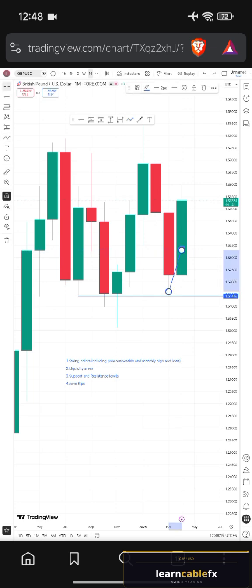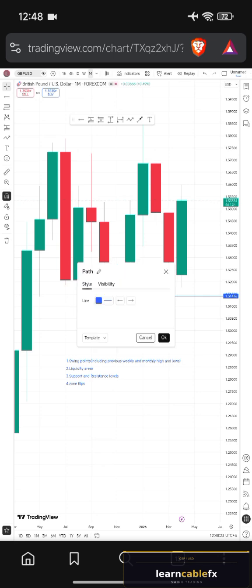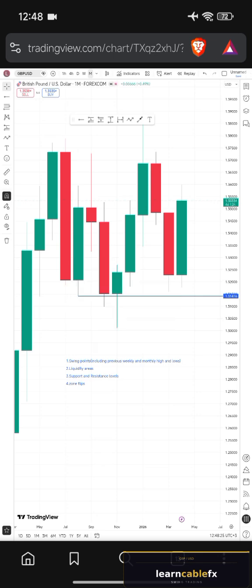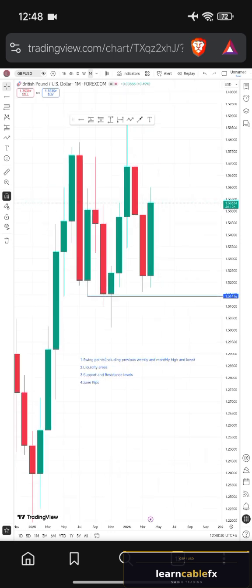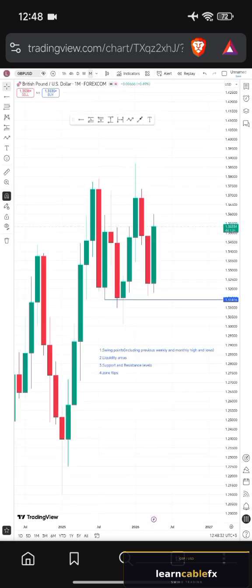The next is liquidity area. Liquidity area is just market structure. Internal structure, external structure.